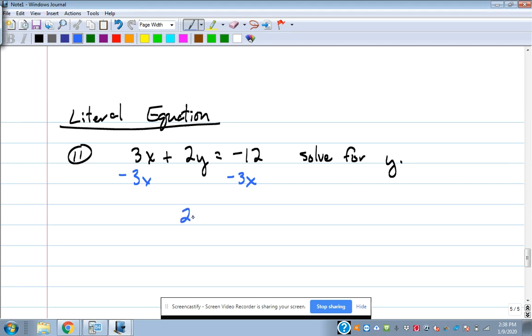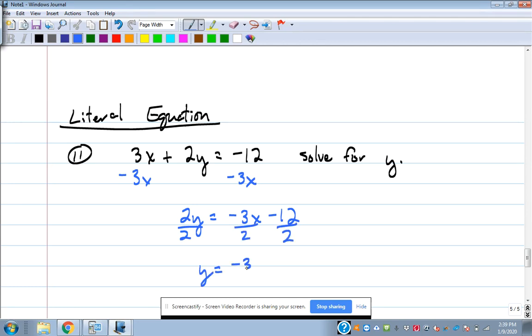When I do that, are 3x and 12 like terms? No, so they can't go together. So I'm going to write it as negative 3x minus 12. And the last thing I'm going to do is divide by 2. Remember, the generally accepted way mathematicians do this is you put the variable part first. When we subtract that 3x and get that solution there, put the x part in the front, and then divide by 2 is the last step.